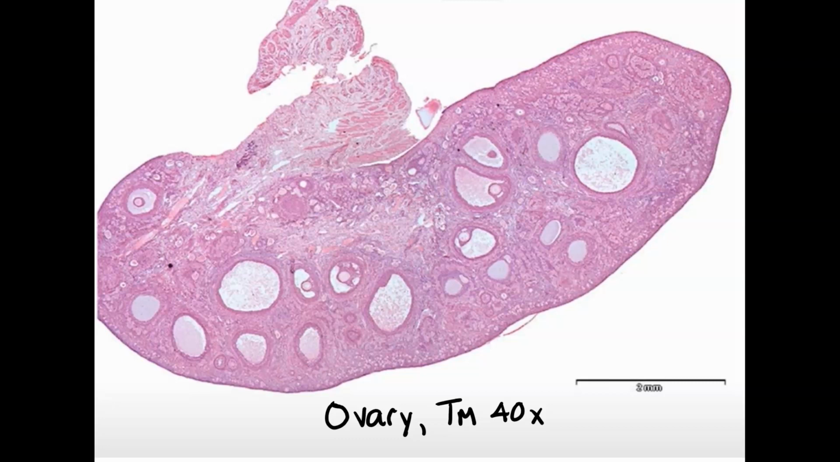So we're now looking at a slide of the ovary. My best estimate on this one is that it's about 40x total magnification. You can see from the scale in the bottom right-hand corner that it's about 8 millimeters. And in this view, we can see that there are primordial follicles out here on the edge.